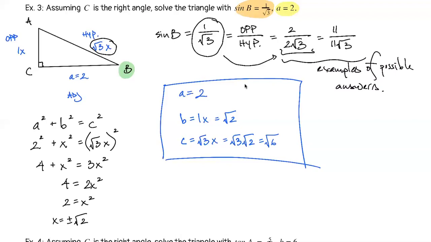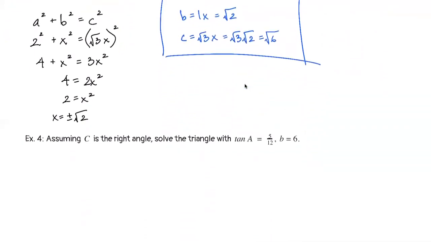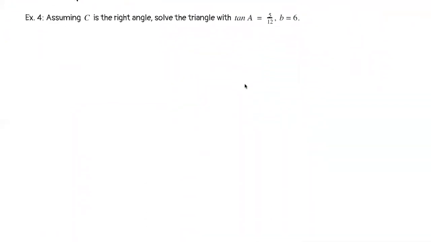If we were not given sine, we would still know A is labeled on that side because it's opposite from angle A. Yes, that is correct. Cool. All right. Let's try this one.